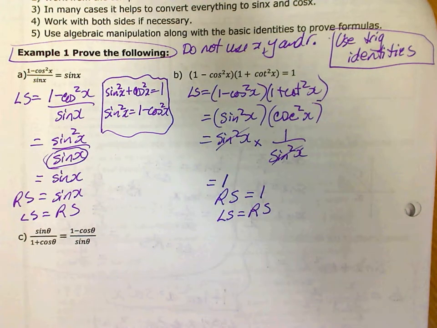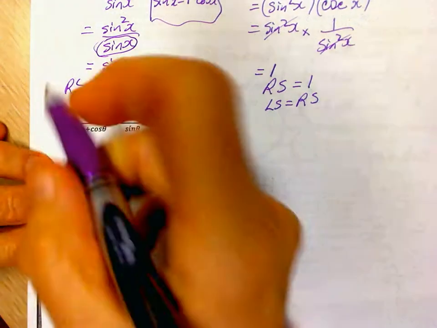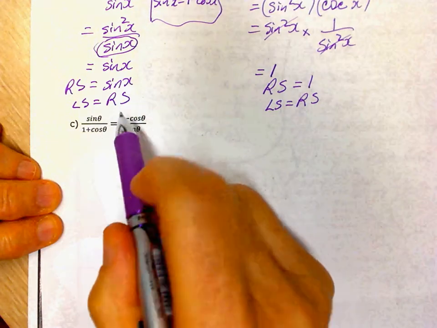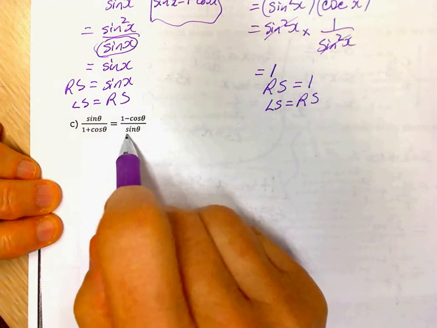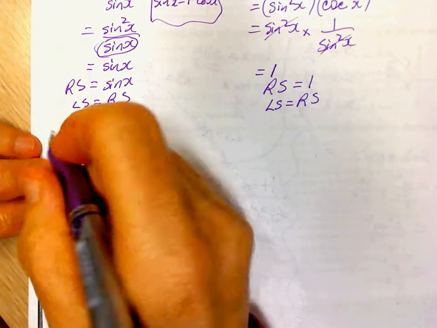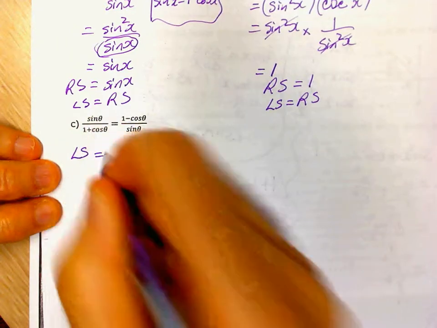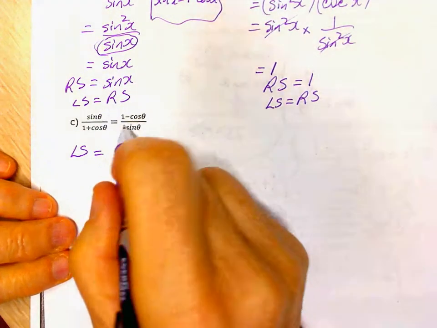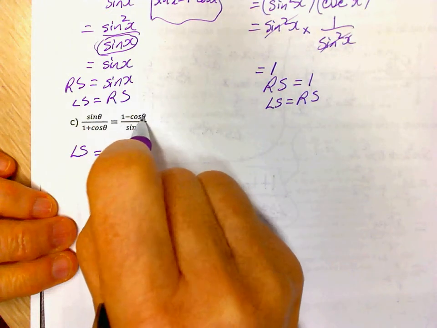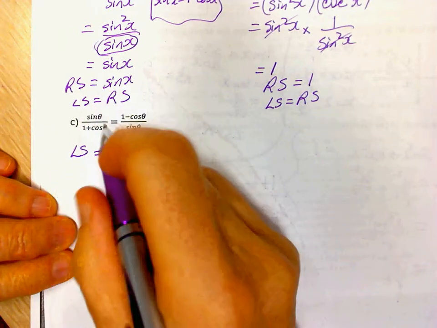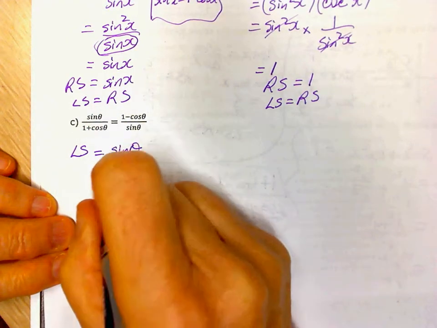So this is an interesting one. The left side is sine theta over 1 plus cos theta. The right side is 1 minus cos theta over sine theta. So I'm just showing you some tricks of the trade. Because the right-hand side has a 1 minus cos theta, that gives me a hint as to how to prove this. So I'm going to write that left side down first.